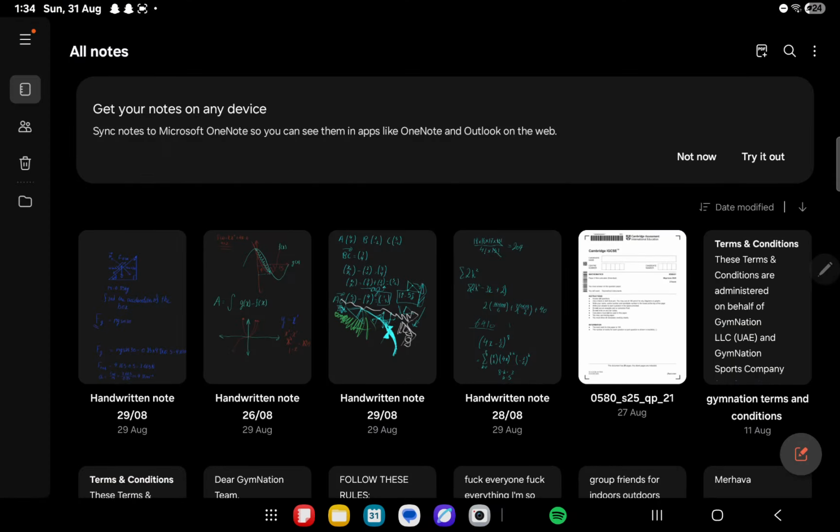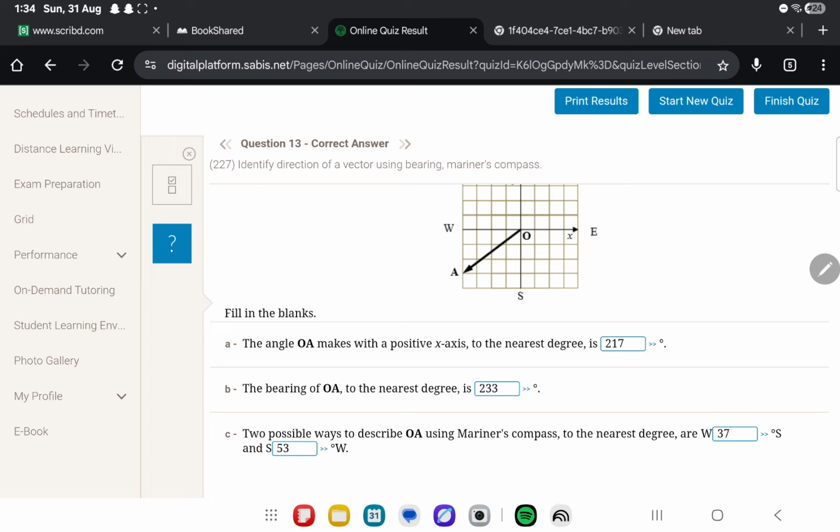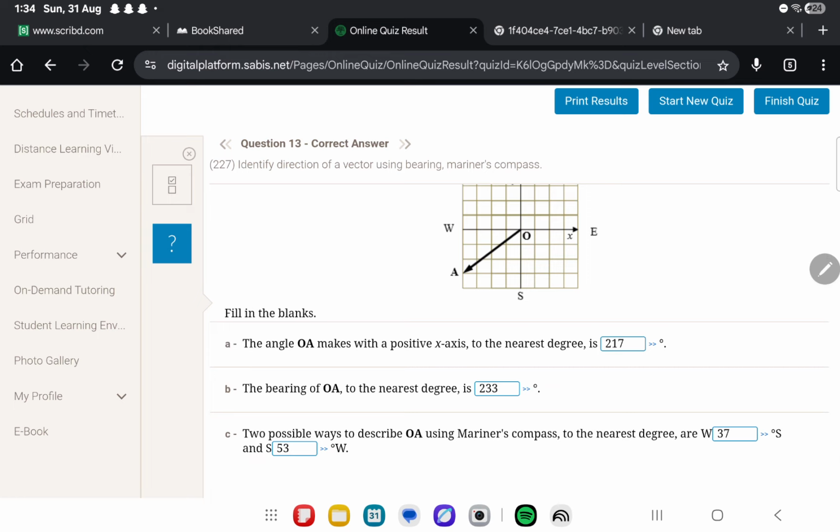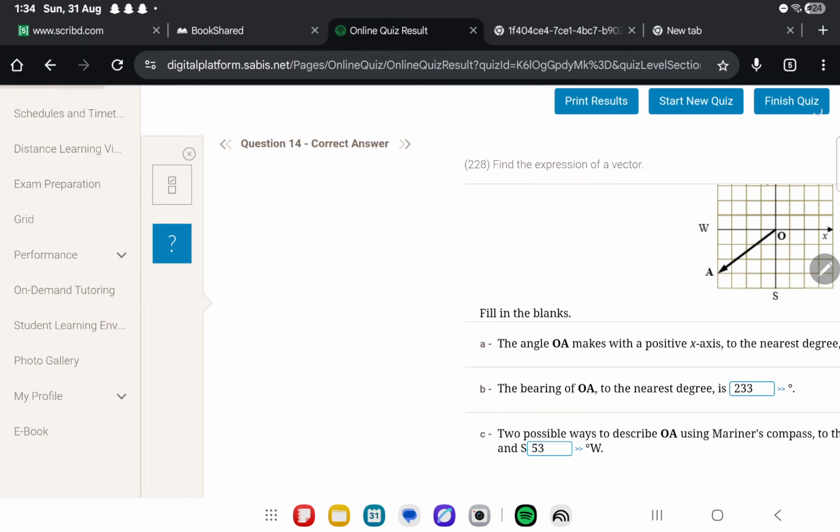Let me just make sure the first one's correct. West 37 degrees S. Yes, because you're starting off at the west, and you're going 37 degrees south. Now, you can also write it as south. What is 90 minus 37? 53. So this part here is 53. So between the S and the vector, it's going to be 53 degrees. So S 53 degrees W.